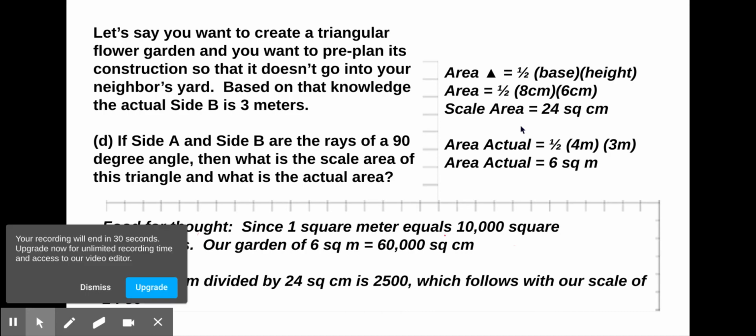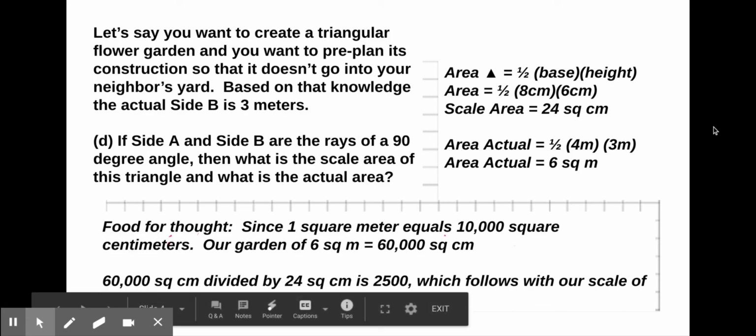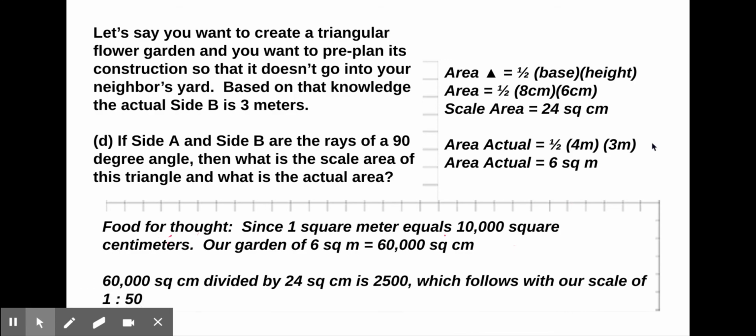Now, just some extra additional food for thought here, in the final things here. Food for thought, 1 square meter equals 10,000 square centimeters. So our garden is 60,000 square centimeters. So 60,000 square centimeters divided by 24 is 2,500, which falls with our scale of 1 to 50. Because if we, okay, I'm going to have to stop right here.